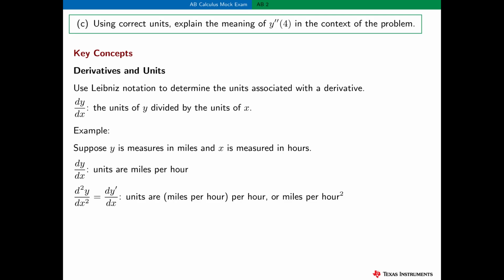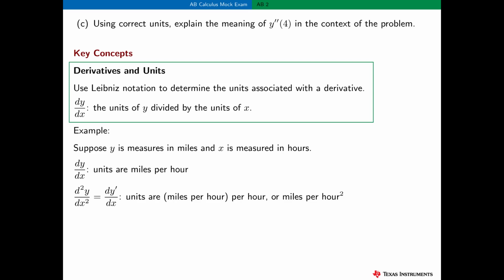In part C, we need to explain the meaning of y double prime of 4 in the context of the problem, and use correct units in doing so. I think the important idea here is to determine the units attached to a derivative. And as an aside, over the past 5 to 10 years, these kinds of questions, where units are important, have appeared more frequently on the free response portion of the AP Calculus exam.